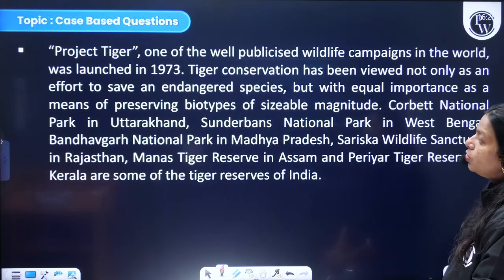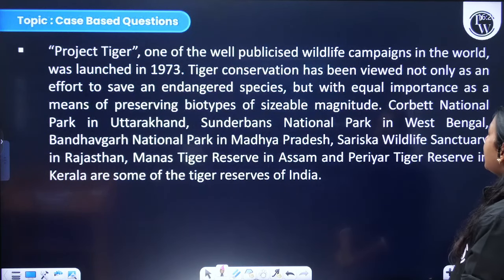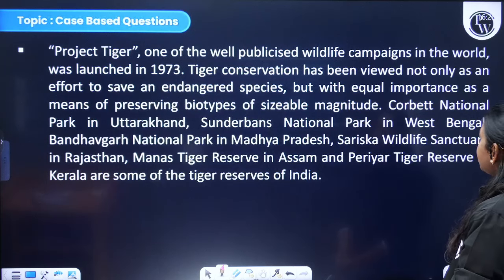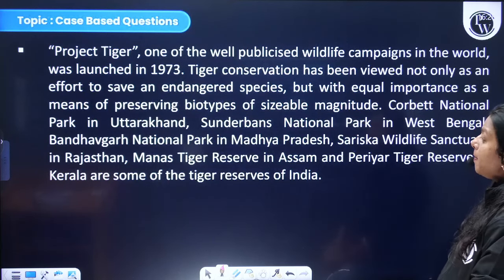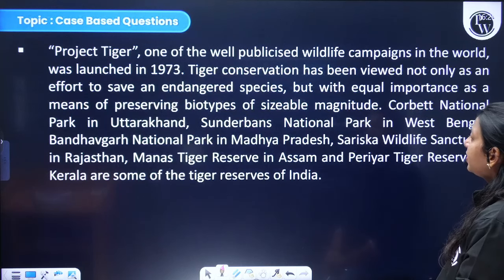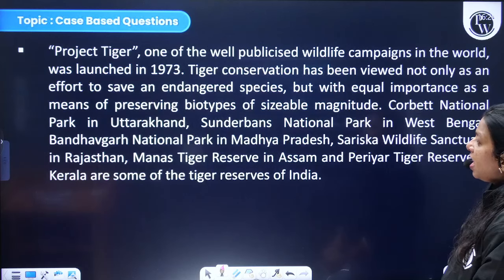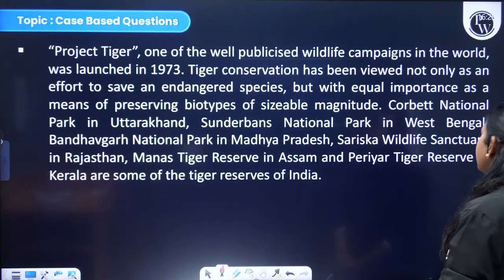Corbett National Park in Uttarakhand, Sundarban National Park in West Bengal, Bandhavgarh National Park in Madhya Pradesh, Sariska Wildlife Sanctuary in Rajasthan, Manas Tiger Reserve in Assam and Periyar Tiger Reserve in Kerala are some of the tiger reserves of India.